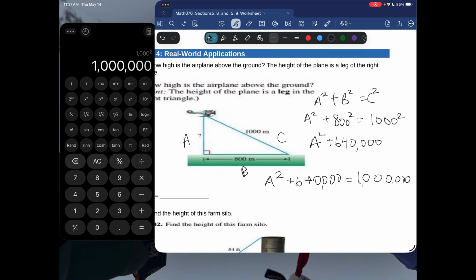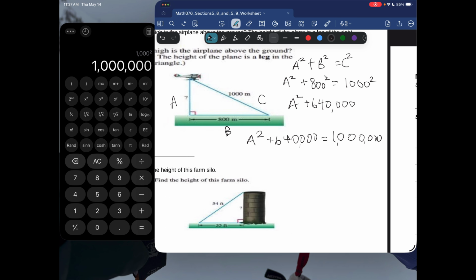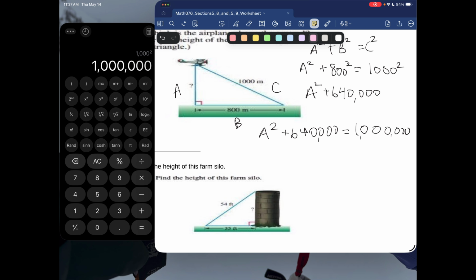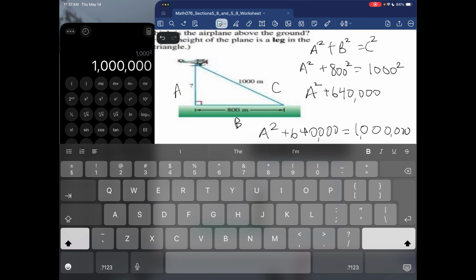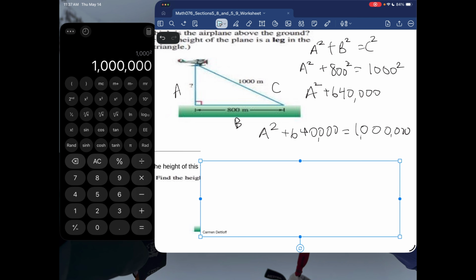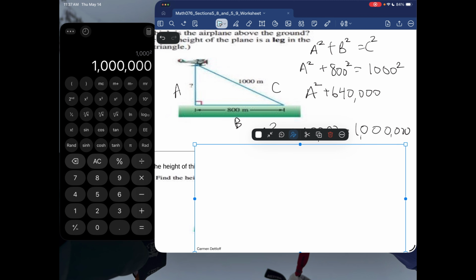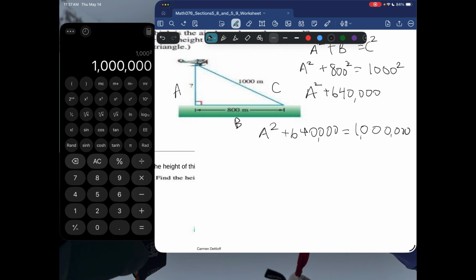Okay. Now I want to get A all by itself. So I am going to put a Post-it on here so I've got more room. There we go. And then I'm going to finish solving this. Okay, I'm going to subtract 640,000 from both sides so I can get A all by itself.